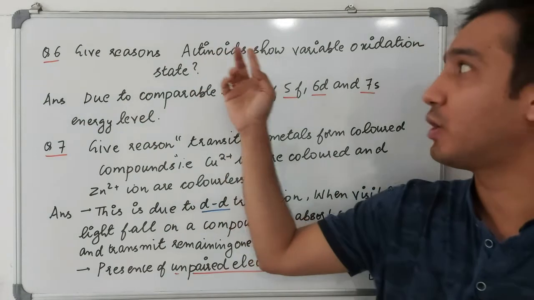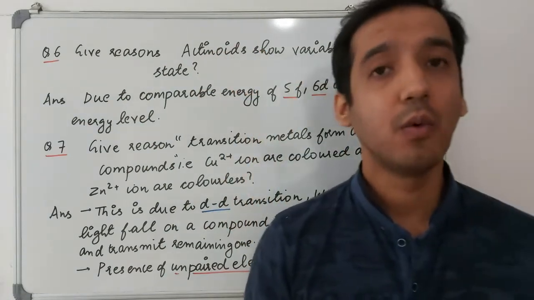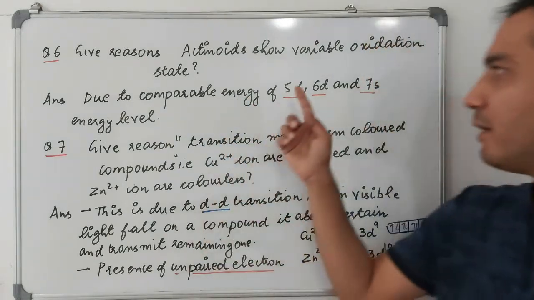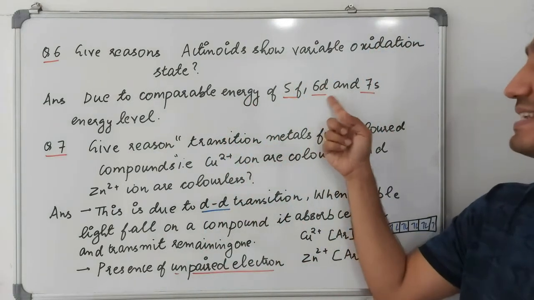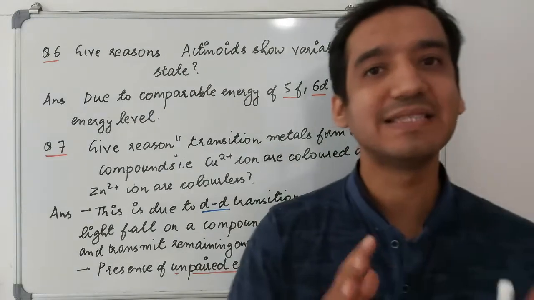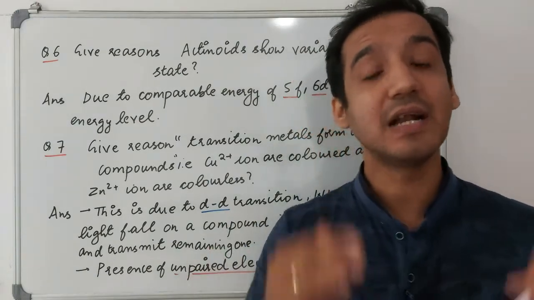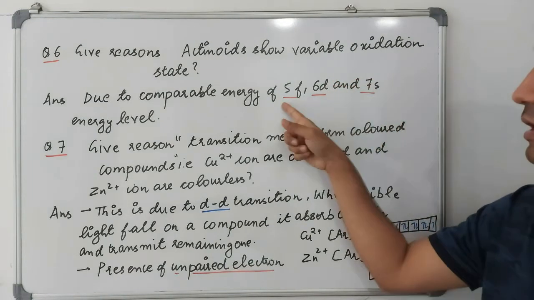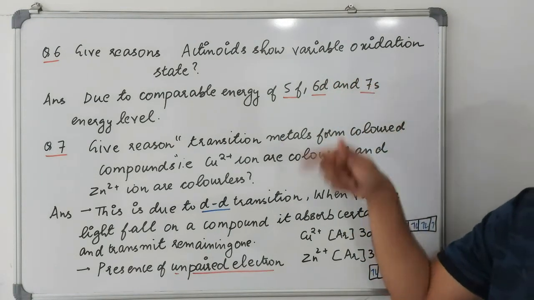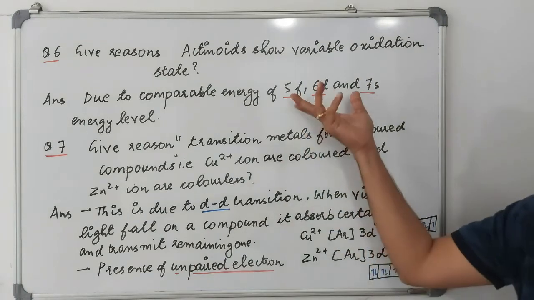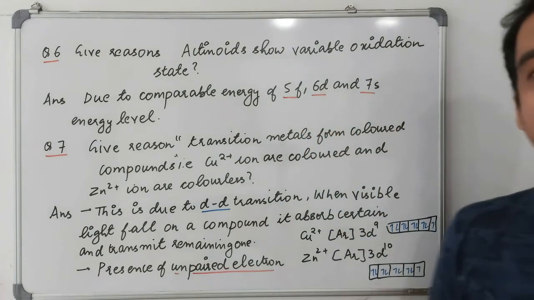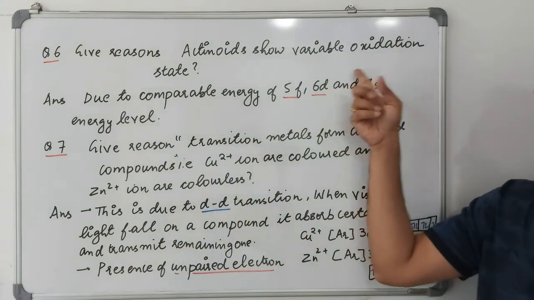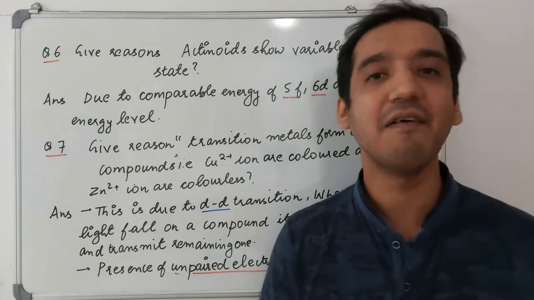Next question, question number 6: Give reason why actinoids show variable oxidation states. What happens in actinoids? Due to comparable energy, in actinoids you have 5s, 5f, 6d and 7s orbitals. All these orbitals have almost equal energy. As a result, an electron can jump easily from one orbital to another. Because electrons can jump easily, this results in the formation of variable oxidation states.